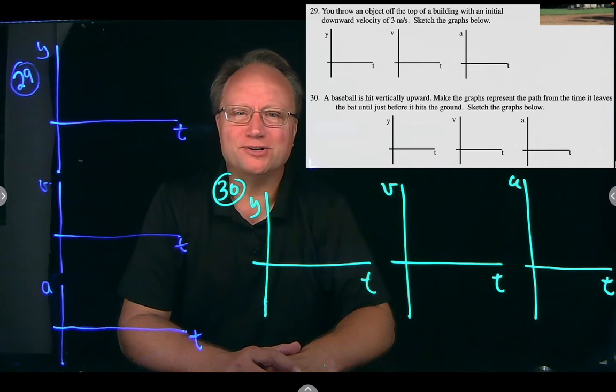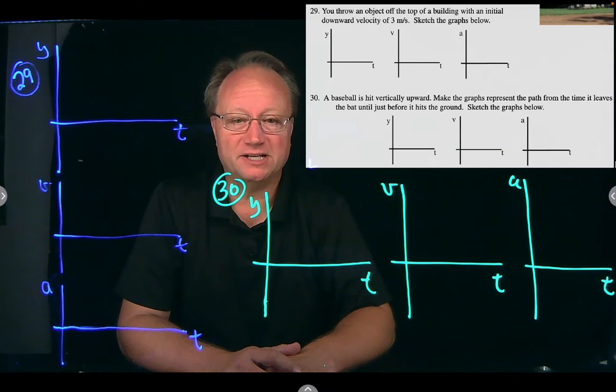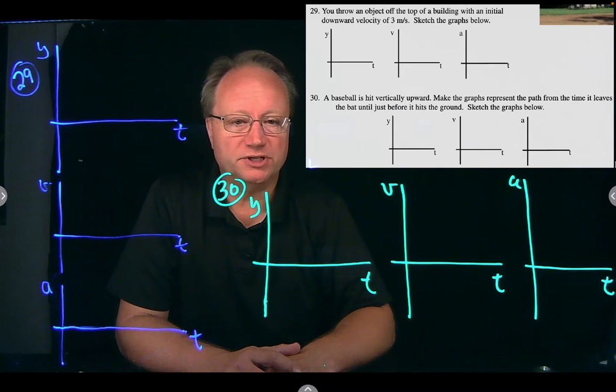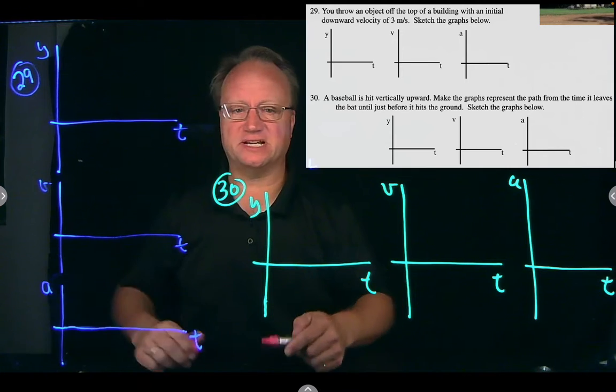All right, let's ponder some conceptual graphs here. We have two situations dealing with free fall motion. In number 29, we're throwing an object down off the top of a building with an initial downward velocity of 3 meters per second. And we want to sketch the graphs.